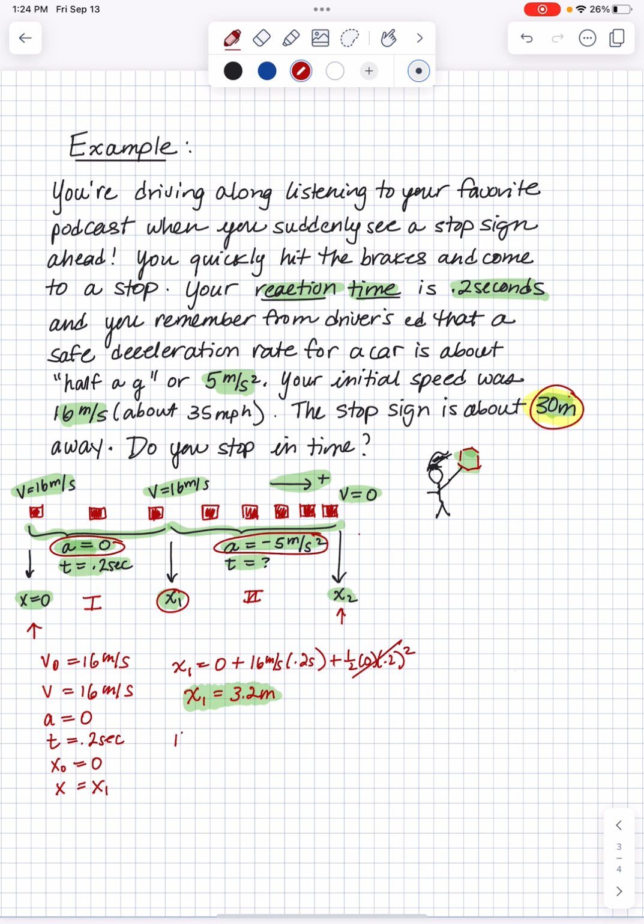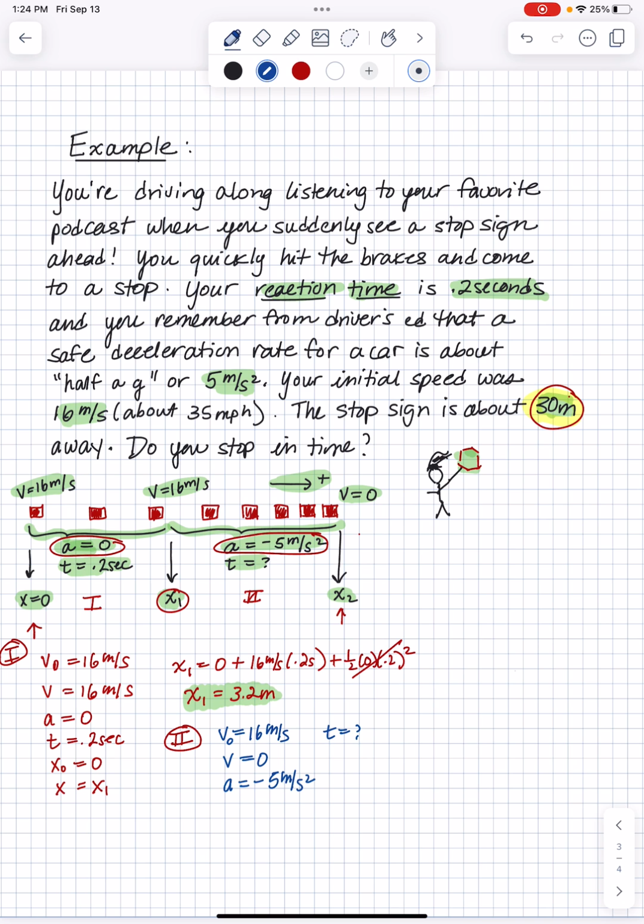So now let's move to phase 2. That was phase 1. Now we'll do phase 2. Let's write out the same thing. For phase 2, I'll do it in blue. My v initial is 16 meters per second. My v final is 0. My acceleration is negative 5 meters per second squared because it's opposite my velocity, so it's negative. I don't know my time, and I don't care about my time. No one's asking about that.